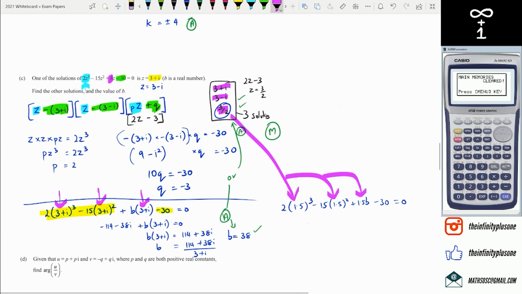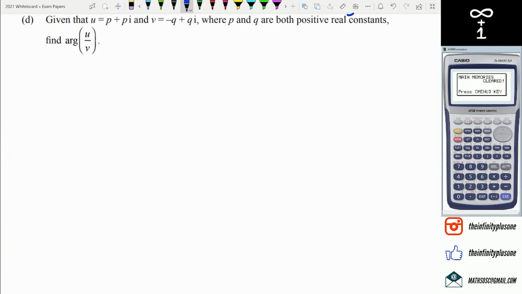Okay, so we're going to go on to the next question, guys. Cool. So with question d, it is a bit of an annoying question, as I said before. Now, the long method can actually be quite tedious, where you're going to have to put u over v, right? You're trying to find the argument of u over v. So you've got u over v equals p plus pi divided by negative q plus qi.